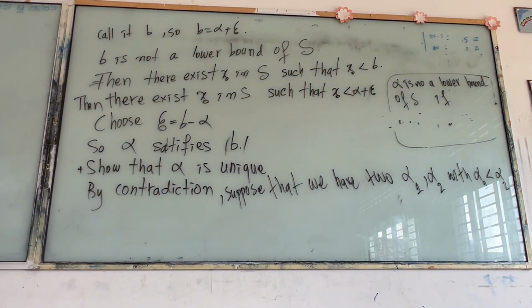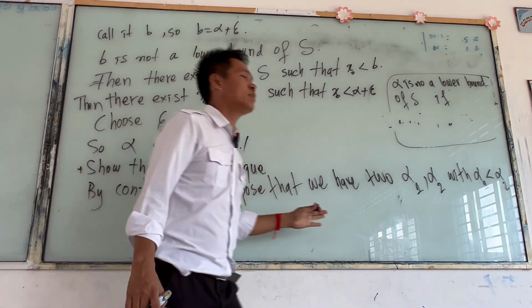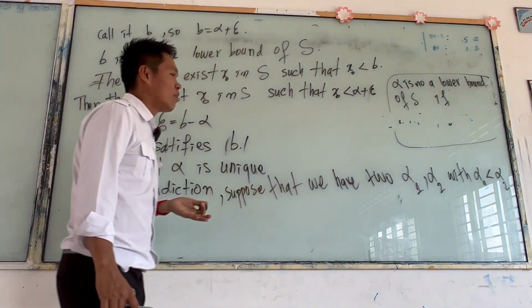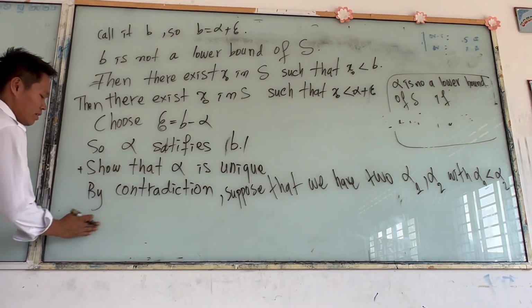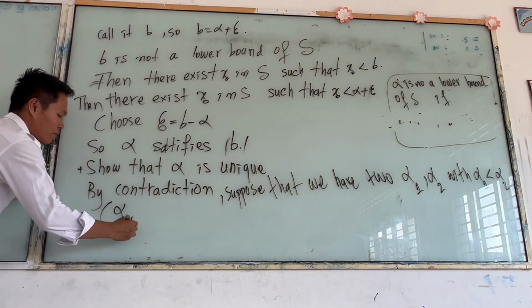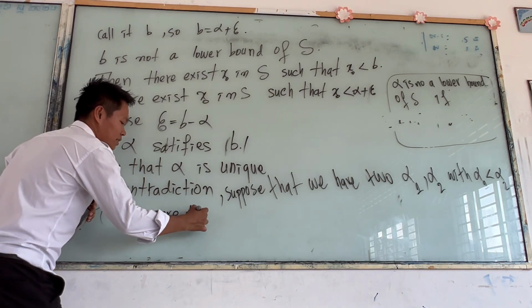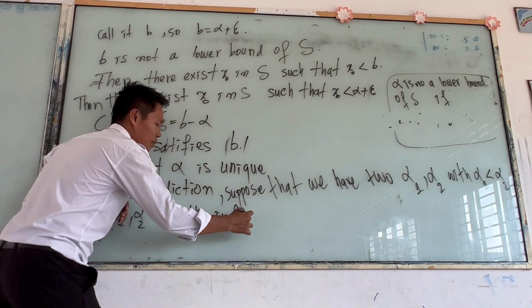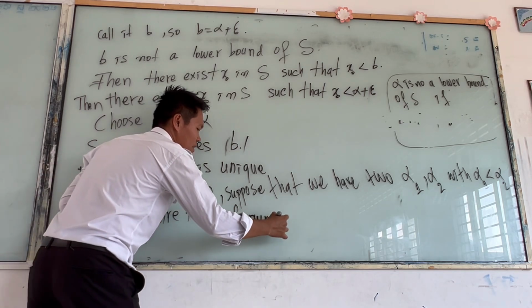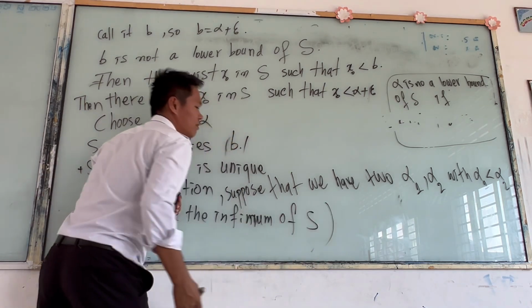And remind you that we call alpha the infimum of the set S. So alpha 1 is also the infimum of the set S, and alpha 2 also. I mean that I suppose I have two infimum of the set S, call them alpha 1 and alpha 2.